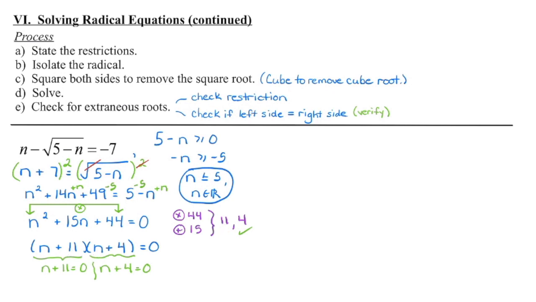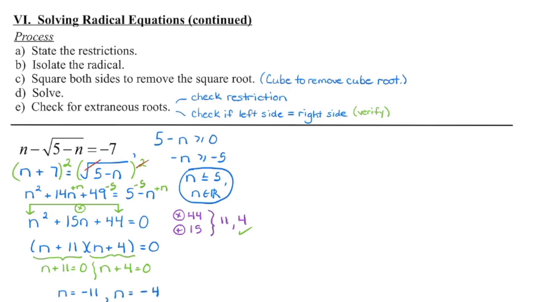And then the goal is we need to get the solution. So we're going to take each of these factors, we're going to set it equal to 0, and then we're going to solve. And in time, you're going to be able just to see negative 11 is what will make this factor 0. Negative 4 is what will make that factor 0. So we've got our two solutions.